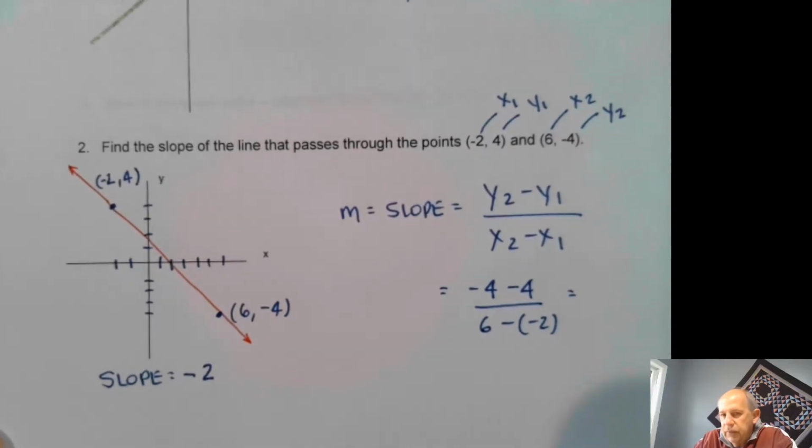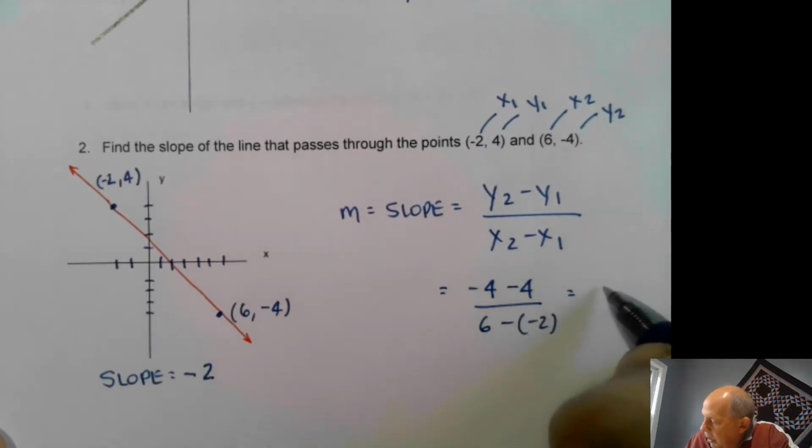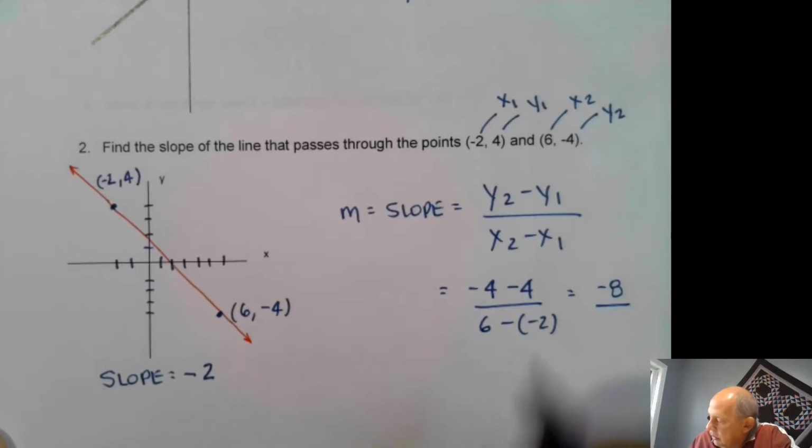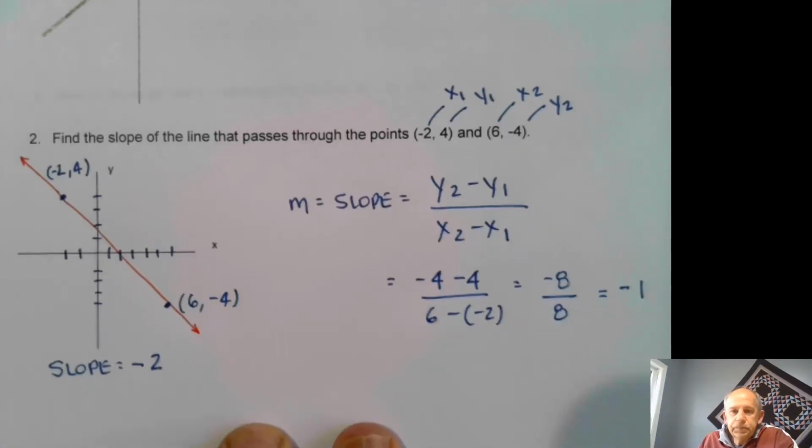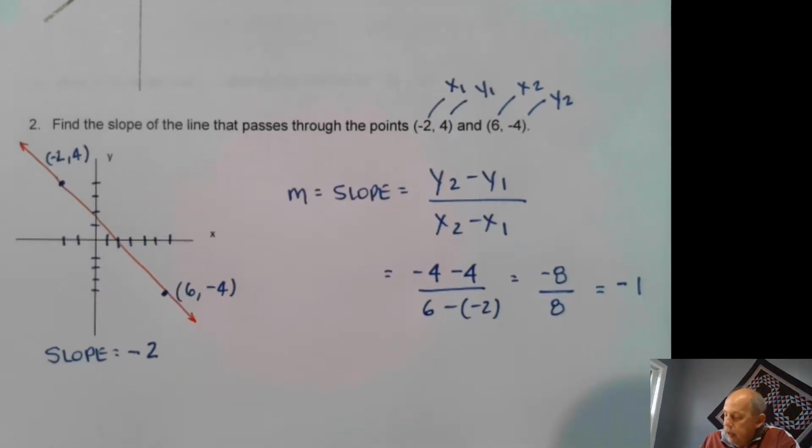Now I have to be careful with these negative signs. Negative 4 minus 4 is negative 8. 6 minus a negative 2 is positive 8. My slope ended up being negative 1. That was my answer using the formula. This was my guess using the visual of the line that I drew. They matched up pretty closely, but I had a clear target before I went and started working with the formula.